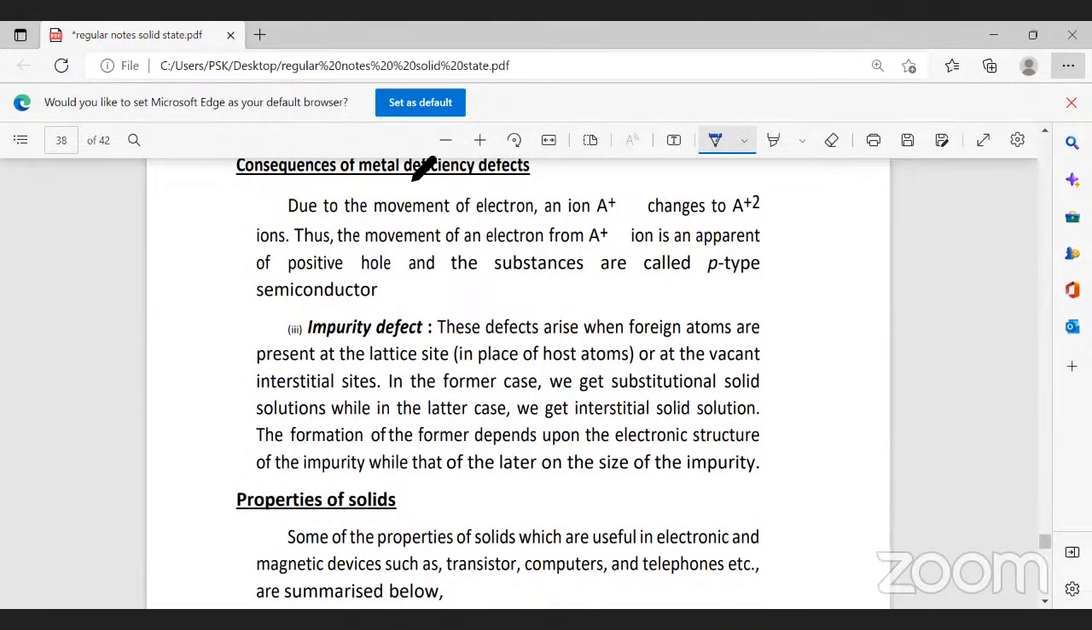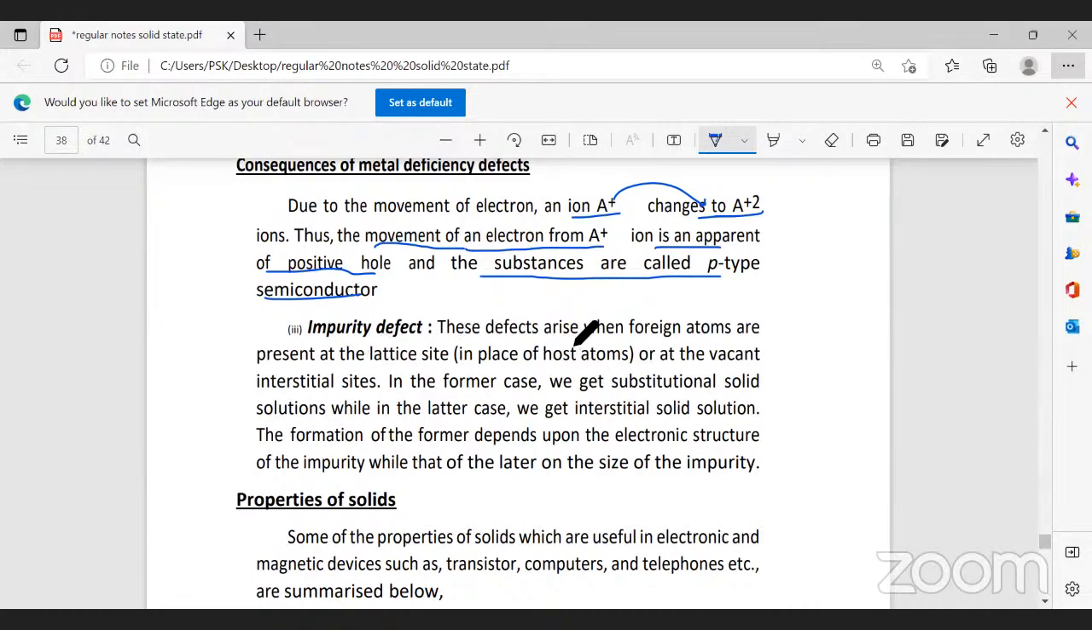Consequence of metal deficiency defect. Due to the movement of electrons, an ion A plus changes to A2 plus. Thus, the movement of electron from A plus ion creates an apparent positive hole, and the substance is called a p-type semiconductor. See, A plus from here, the charge changes to A2 plus. That means it creates a hole. Therefore, it's called a positive type semiconductor.